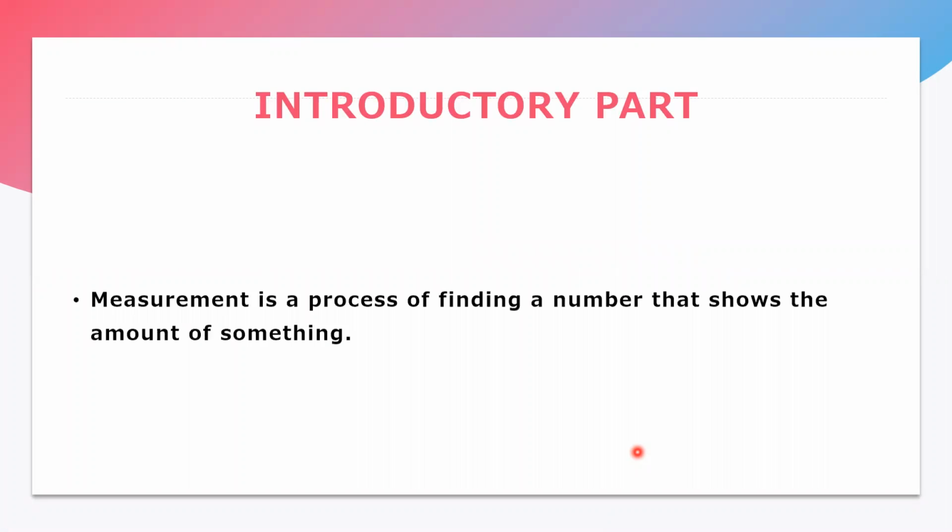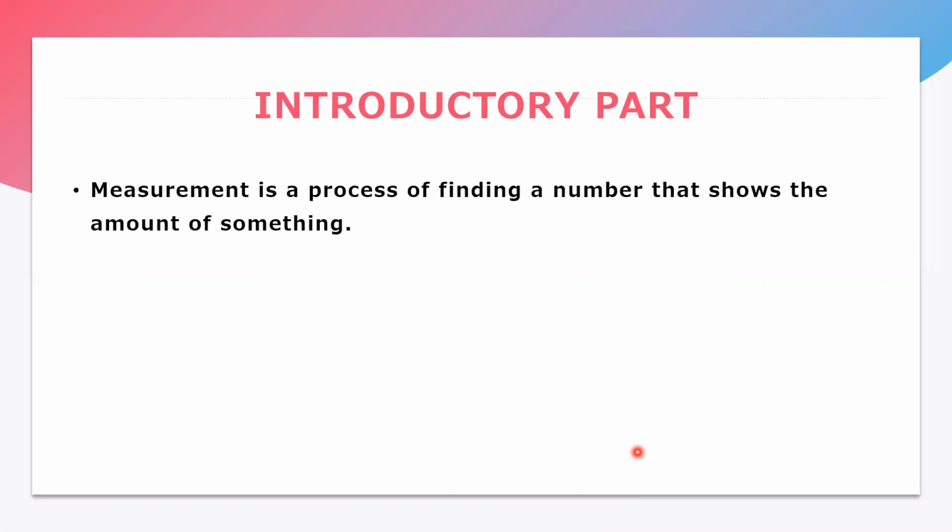We'll start with the definition of measurement. Measurement is a process of finding a number that shows the amount of something. So measurement is a process where we can find the number that shows the amount of something. So measurement is a number that shows how much is something.